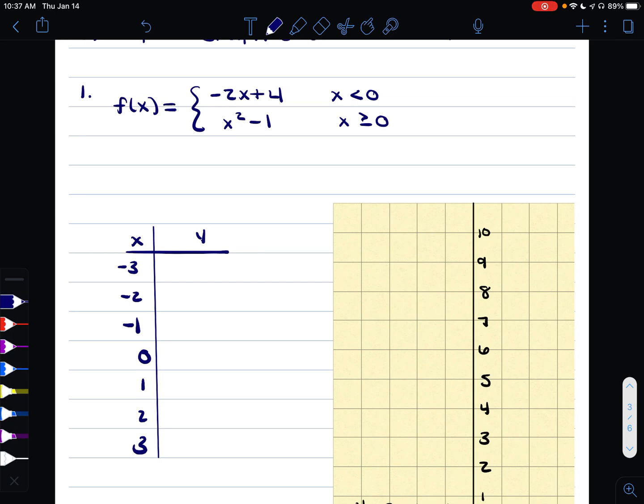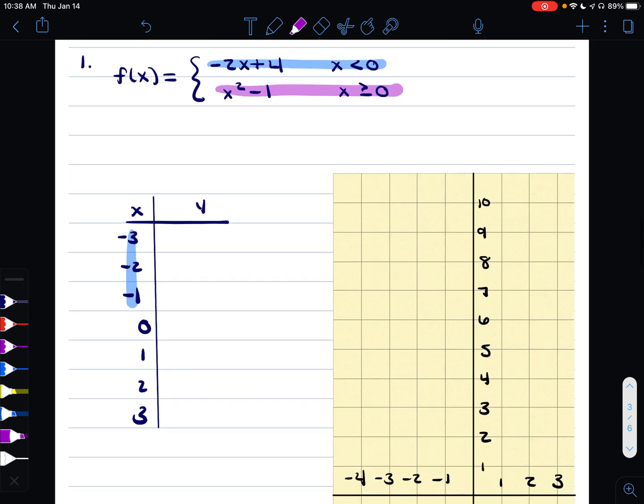Okay, now we just need to start plugging these into our functions. So for x equals -3, -2, and -1, these values are all less than 0, so they're going to go into that top equation. On the other hand, x equals 0, 1, 2, and 3 are greater than or equal to 0, so they're going to go into the bottom equation. All right, so let's go ahead and just start plugging these in.